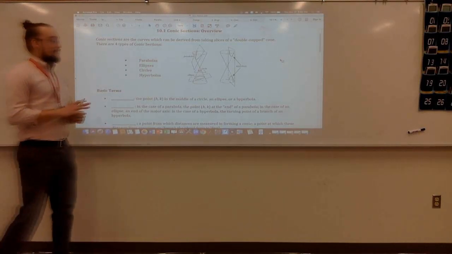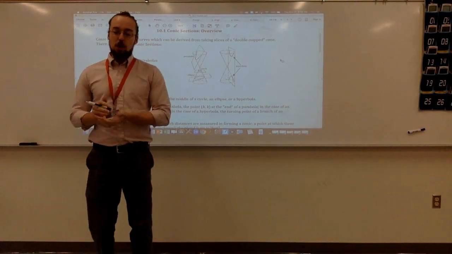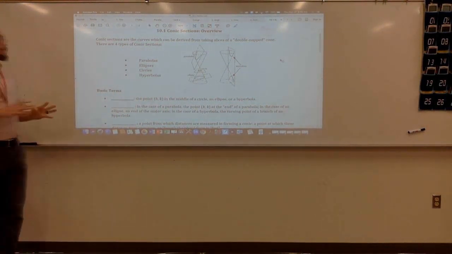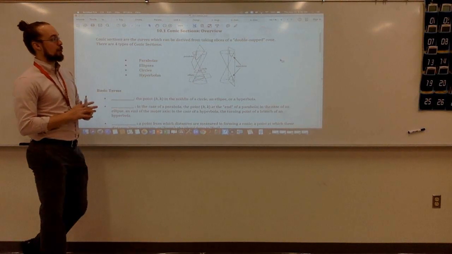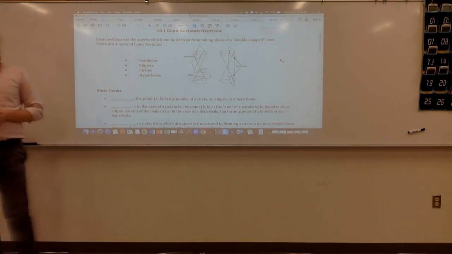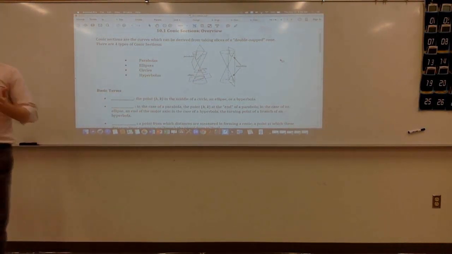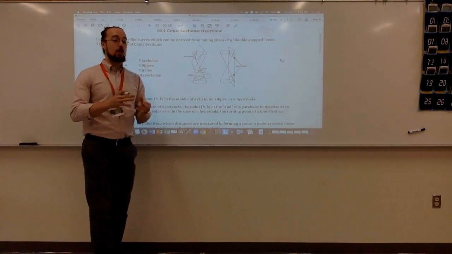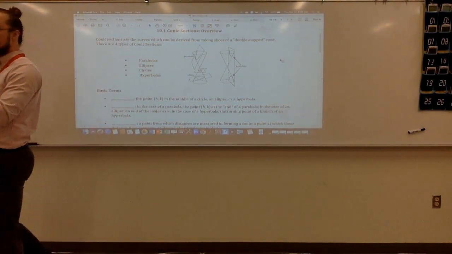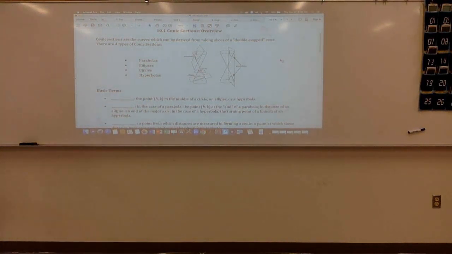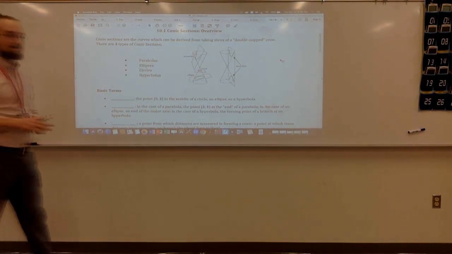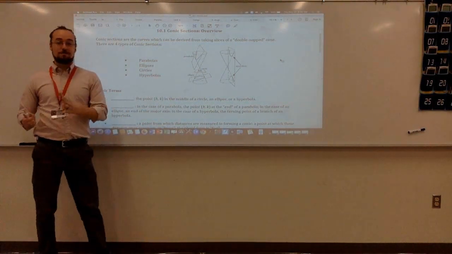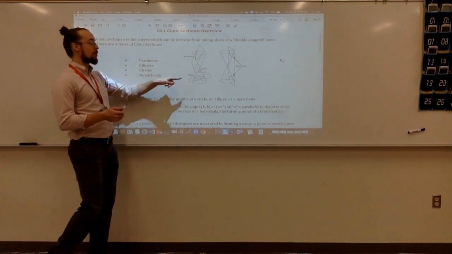So this chapter is all about conic sections, and there are 4 different conic sections that we're going to look at. These are called conic sections because they're formed when we take 2 cones that are right on top of each other and put a plane through them at different angles. So the 4 conic sections that we're going to look at are a circle.